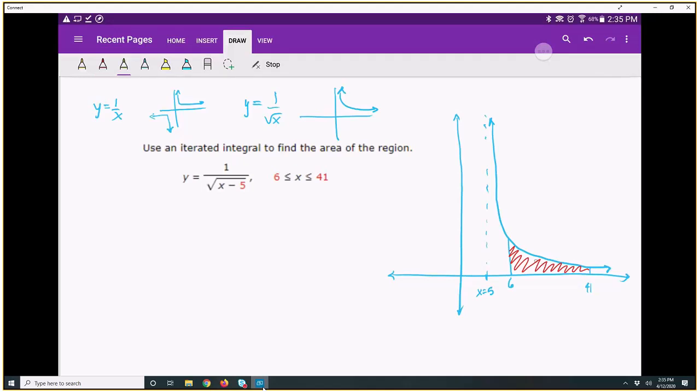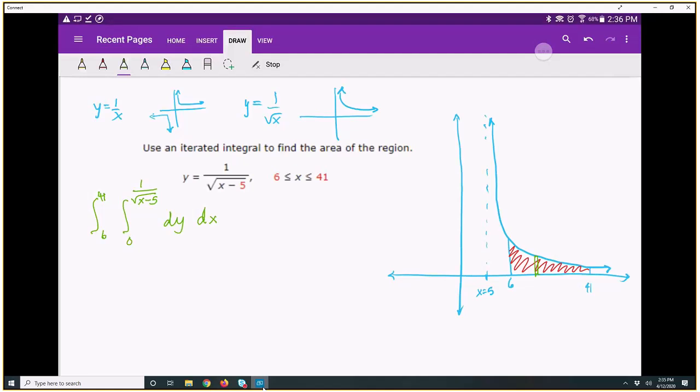And as always, I'm going to think about my small rectangle here and set up my integration. So the change in y, it appears, is from the x-axis, y equals 0, to the curve, y equals 1 over square root of x minus 5. That's the change in y, and then I want to multiply by the change in x. If I choose an arbitrary x here, it looks like I'm between 6 and 41. So exactly the bounds that the problem gave you are the bounds for my integration in x.